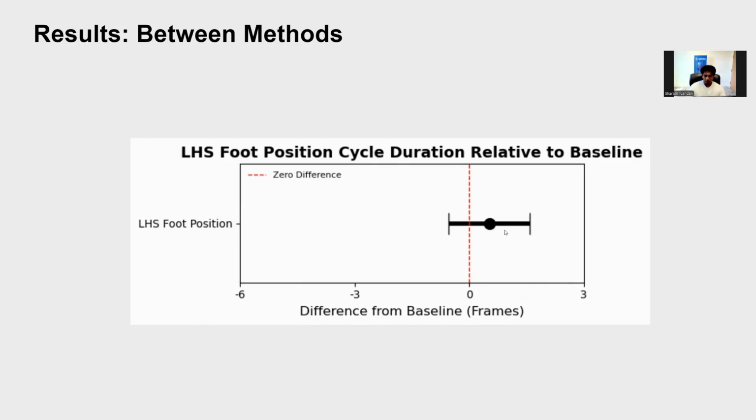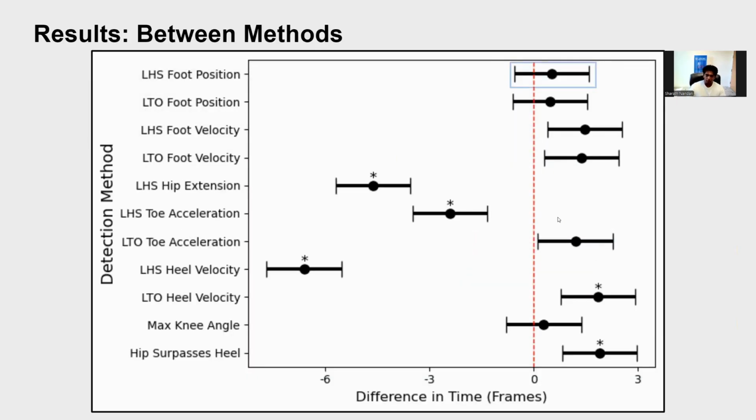Now, if we expand the same plot to show all the methods, we can highlight the following three: the LHS foot position method, the LTO foot position method, and then the max knee angle or peak knee flexion method. All three of these show overlap with the zero line, as you can see, and that means they're not significantly different. This tells us that these methods can structure cycles consistently compared to the kinetic methods.